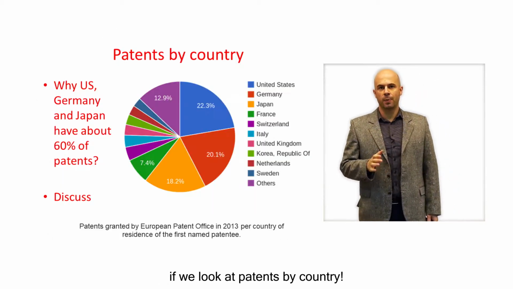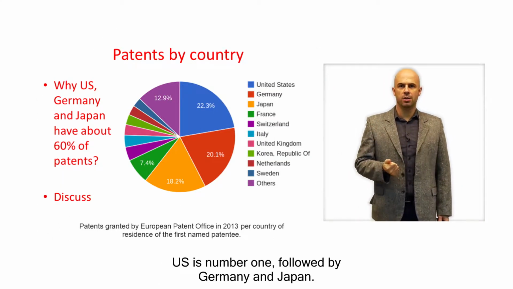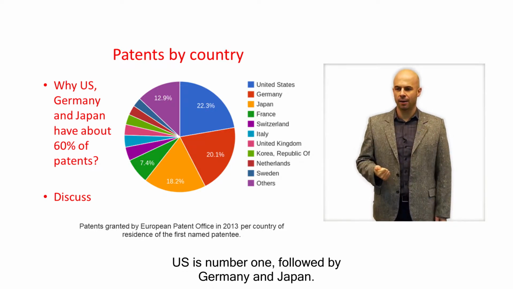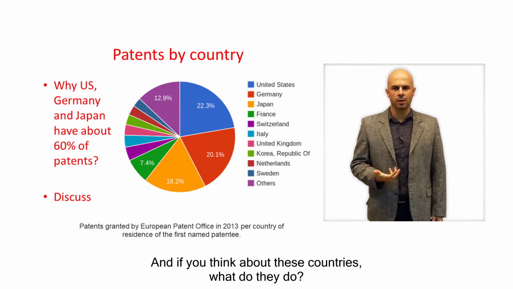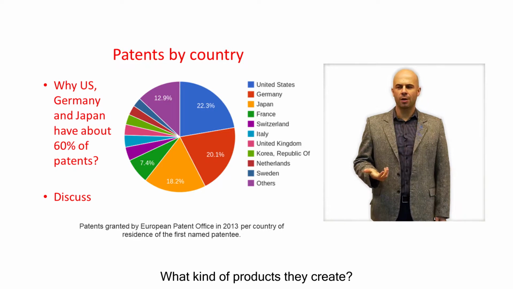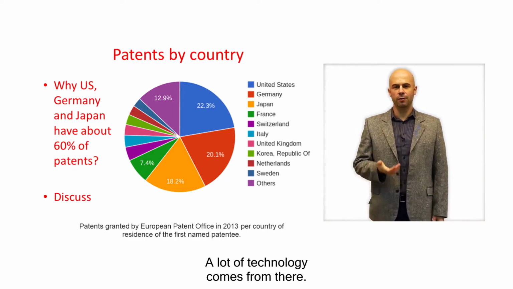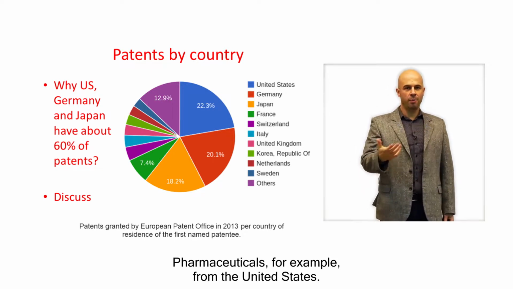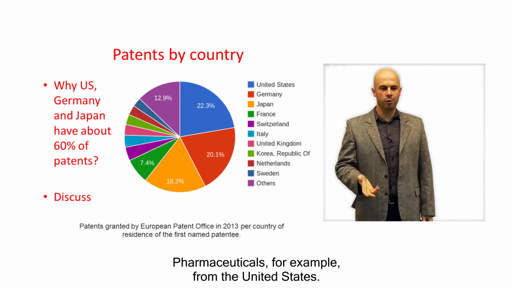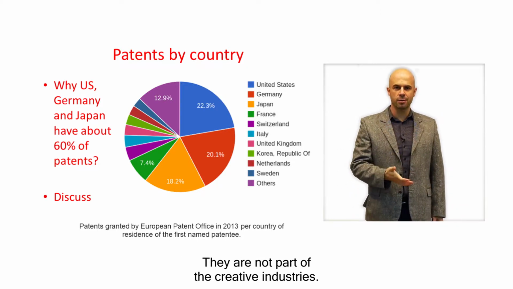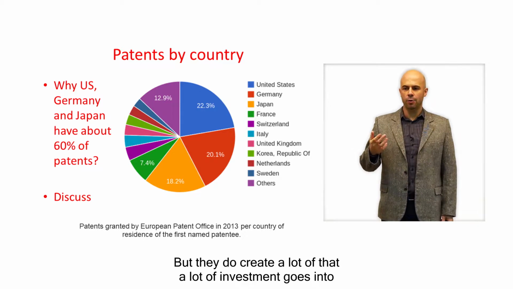If we look at patents by country, the US is number one, followed by Germany and Japan. And if you think about these countries, what kind of products they create? A lot of technology comes from there. Pharmaceuticals, for example, from the United States. They are not part of the creative industries, but they do create a lot of that.